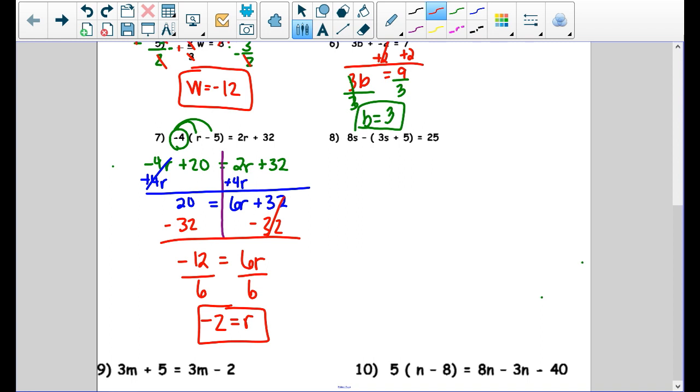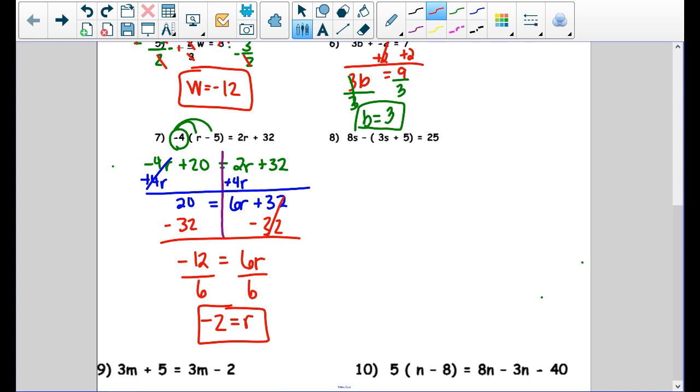Again, you can check by plugging it back in. -2 minus 5 is -7. -7 times -4 is +28. 2 times -2 is -4 plus 32 gives me 38. So 38 and 38, we're good.